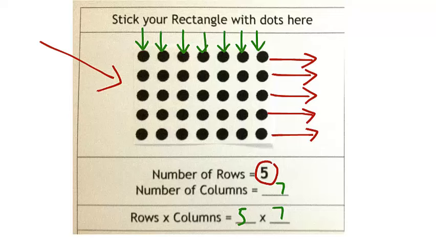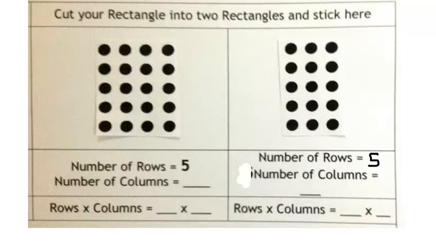Now cut your dot grid along the length. Cut the second dot grid along the length. So right here I am going to cut it here. So what do I have? I have 2 rectangles. My first rectangle has 5 rows and 4 columns, and my second rectangle has 5 rows and 3 columns.